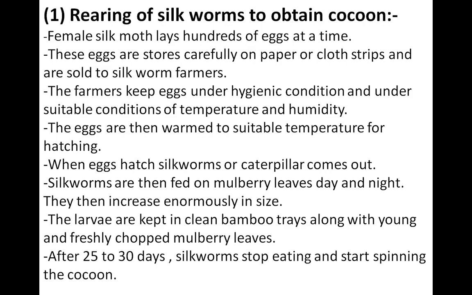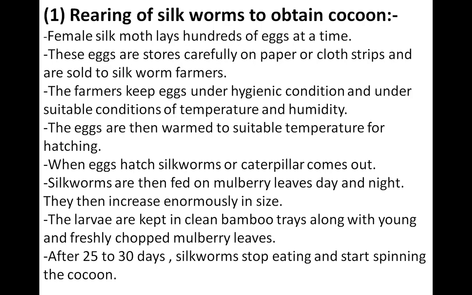So in the beginning, in the rearing of silkworms, the female silk moth lays hundreds of eggs, like 350 to 400, that we have learned. These eggs are stored over a clean paper or a piece of cloth. Those eggs are stored, meaning in the rearing process. I am saying in the rearing process.